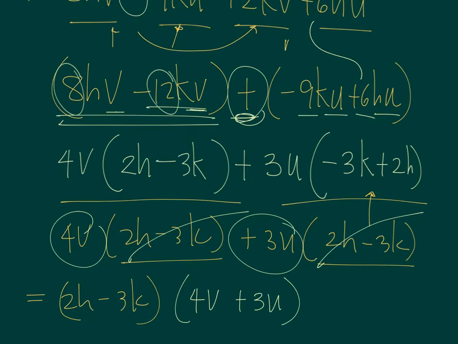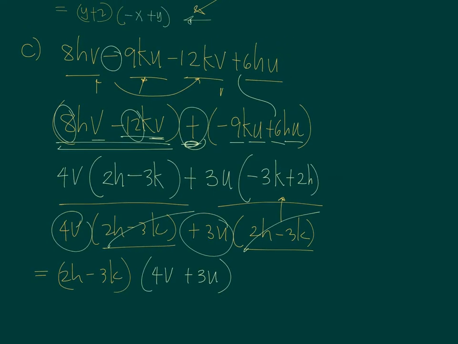Okay, so let's just have a quick look on how we factor the letter C. You have 4 terms. We group them into 2 groups. We look for any common factor for each group. And then after that, the resulting expression will have some common factors as well. In this case, you have 2h minus 3k. So you factor that out, and then you will come up with the final answer.